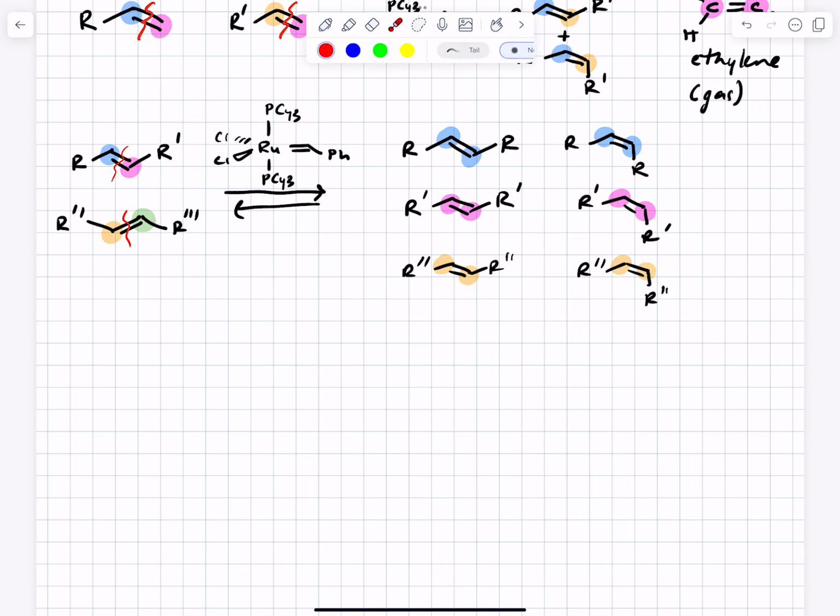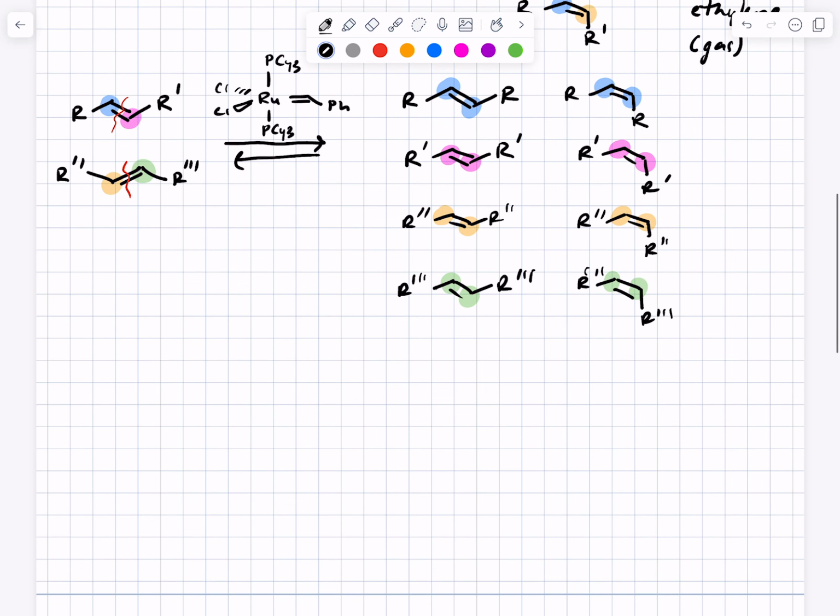What's going on with these products is the catalyst is breaking the bond between the blue and the pink carbons in multiple molecules, and then two blue are getting stitched together, and two pink are getting stitched together, or two orange are getting stitched together, or two green are getting stitched together. Okay, so you'd have all of those self-metathesis products.